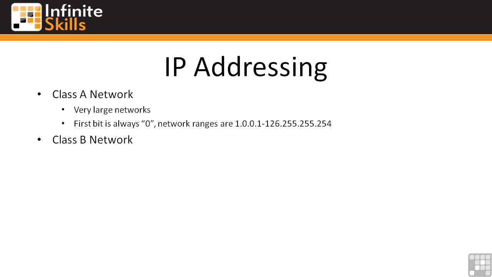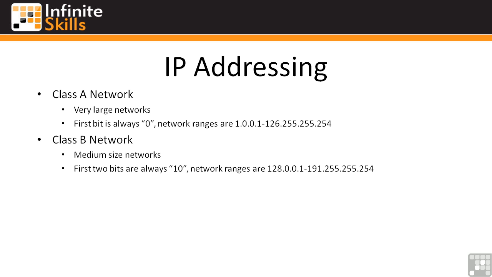The next class of network is a Class B network. Those are medium-sized networks. They're /16 networks in CIDR notation. The first two bits are always 10, which means the possible network ranges are 128.0.0.1 to 191.255.255.254. Say that 5 times fast.